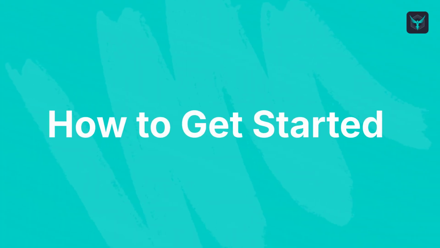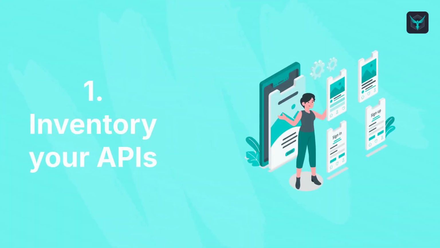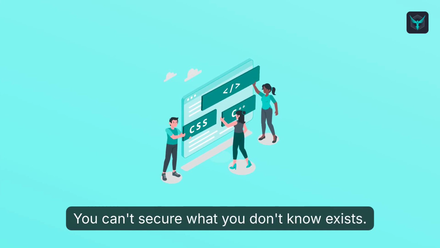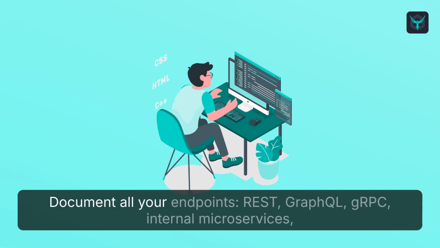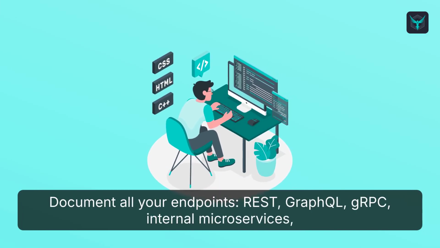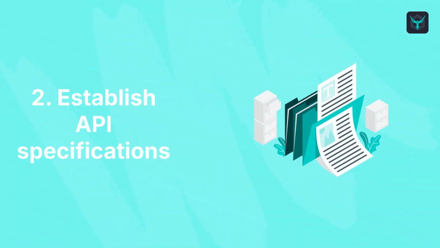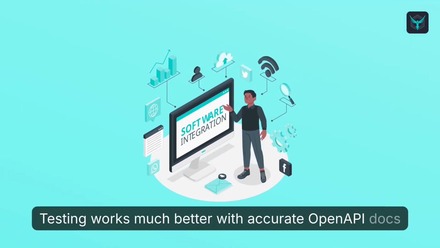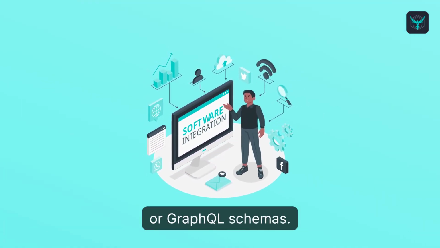How to get started. First, inventory your APIs. You can't secure what you don't know exists. Document all your endpoints, REST, GraphQL, gRPC, internal microservices, everything. Second, establish API specifications. Testing works much better with accurate OpenAPI docs or GraphQL schemas.